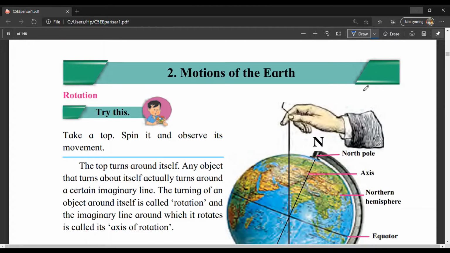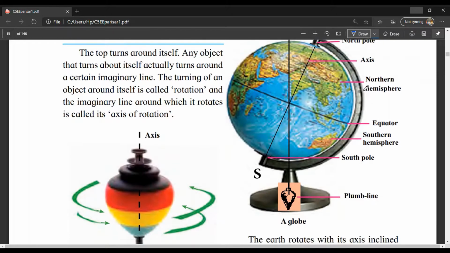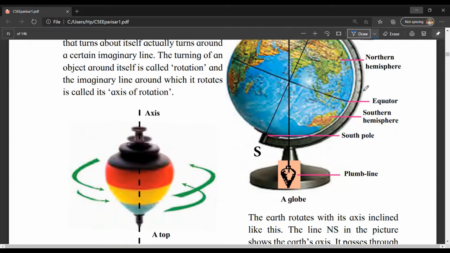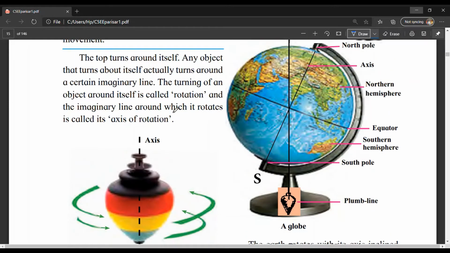Can you see there's a top over here? This top turns around itself. And any object, if it's turning around itself, turns around an imaginary axis. So this is the imaginary axis. The motion of turning of an object around itself is called rotation. The motion of the top turning around itself is called rotation.